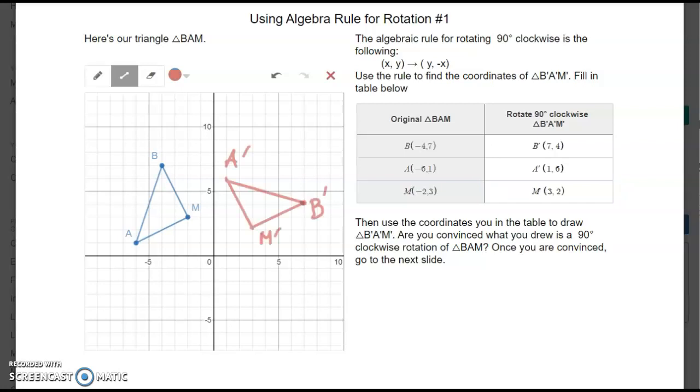Okay, I've gone ahead and drawn the points and drew the triangle. Here we go. Okay, so then use the coordinates, the table, to draw this, and once you're convinced that this is indeed the clockwise rotation of BAM, then you can go on to the next slide.